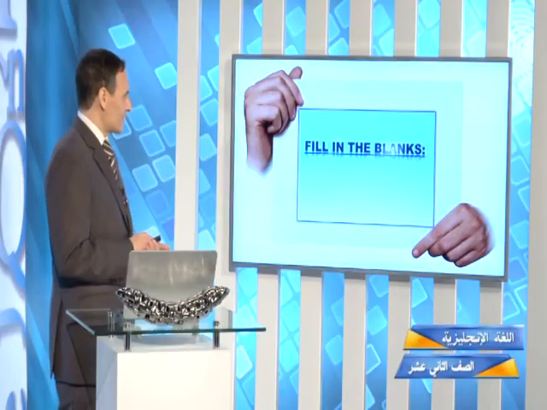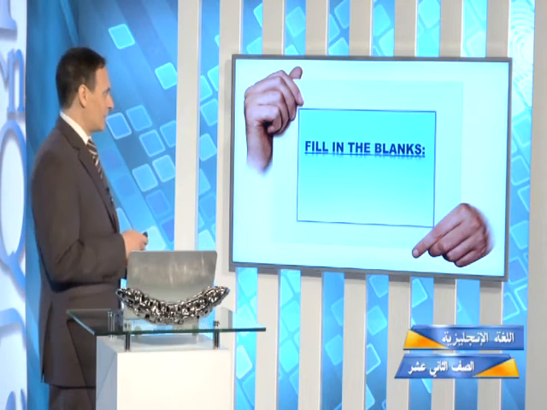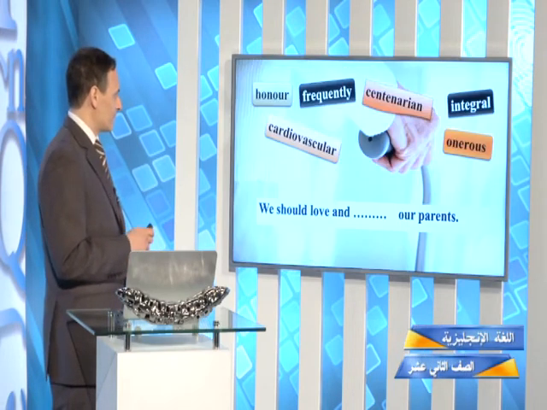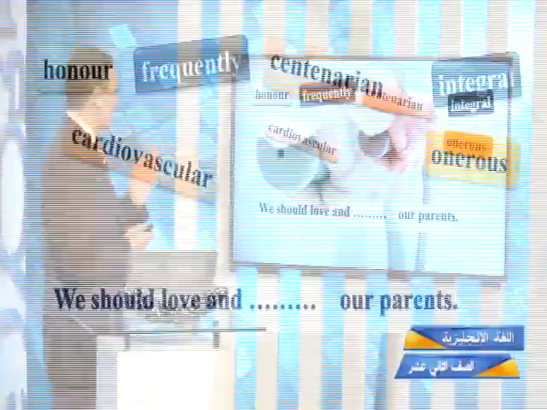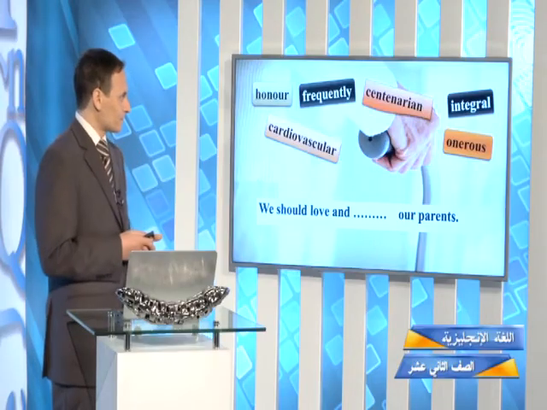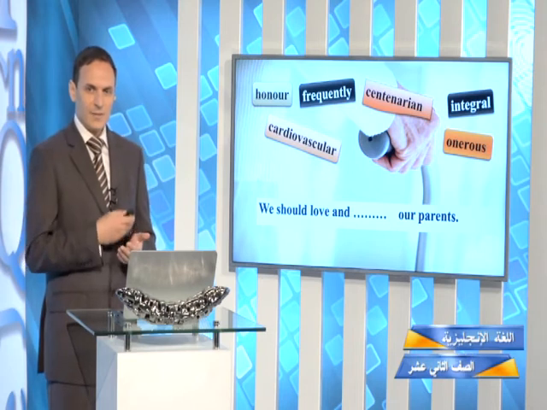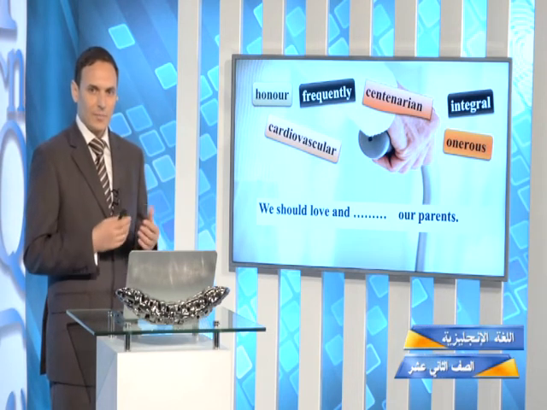The second type of exercise is a gap-filling exercise, so fill in the blanks with the right words. And here is the first list. Honor. Frequently, which means repeatedly, done again and again. Centenarian, someone who's 100 years old or more. Integral, which means important, essential. Onerous, which means hard. And cardiovascular, an adjective which means something related to the heart and to the blood vessels.